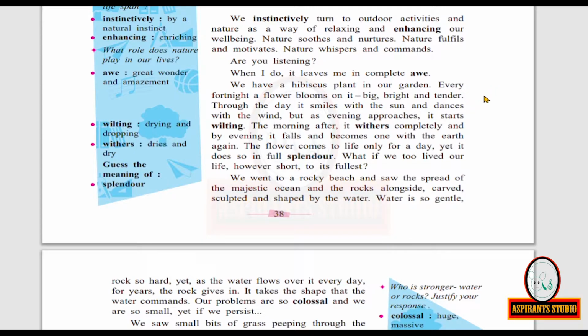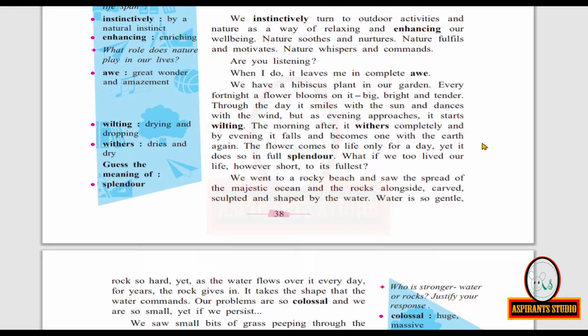We have a hibiscus plant in our garden. Every fortnight, a flower blooms on it. Big, bright and tender. Through the day, it smiles with the sun and dances with the wind. But as evening approaches, it starts wilting. Wilting means drying and dropping. The morning after, it withers completely. Withers means drying and becoming very dry. By evening it falls and becomes one with the earth again.